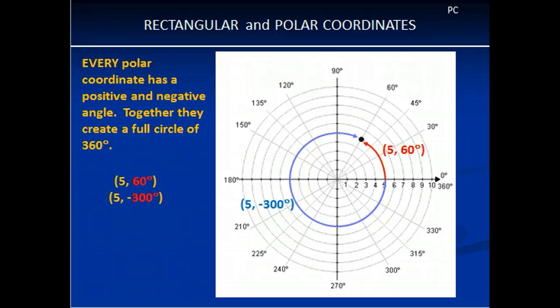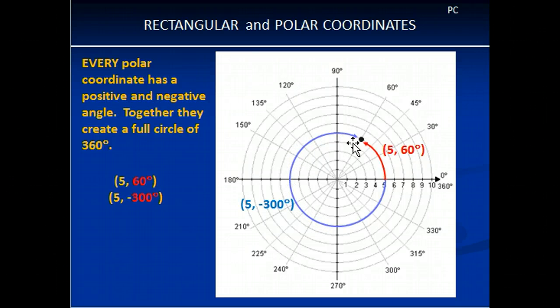Every polar coordinate has a positive and a negative angle. Together they create an entire circle of 360 degrees. So when we look at 5 and 60 degrees, if we measure it here, we see that the rest of the circle here we would say is our negative, which is -300.